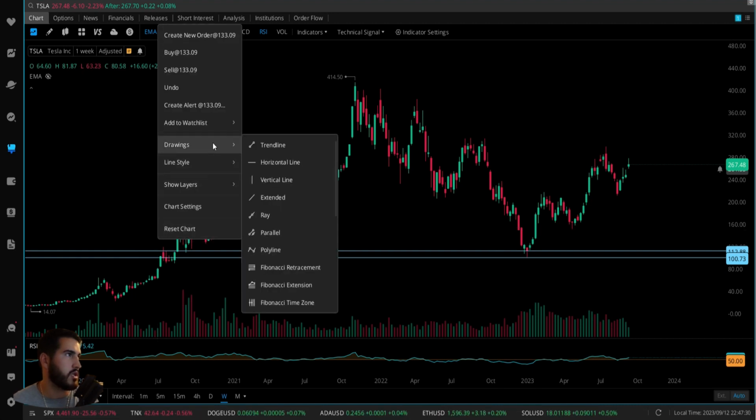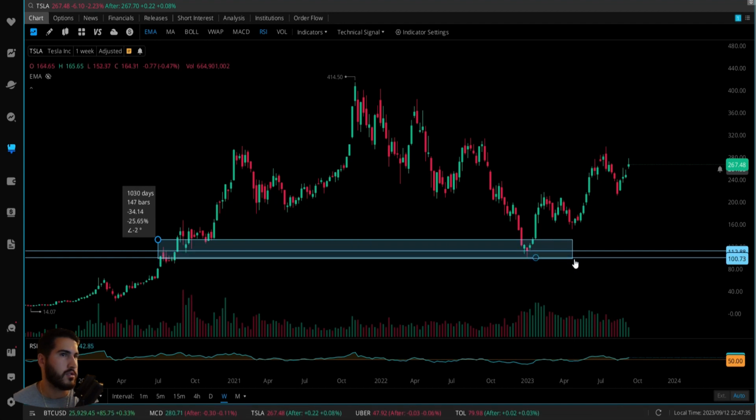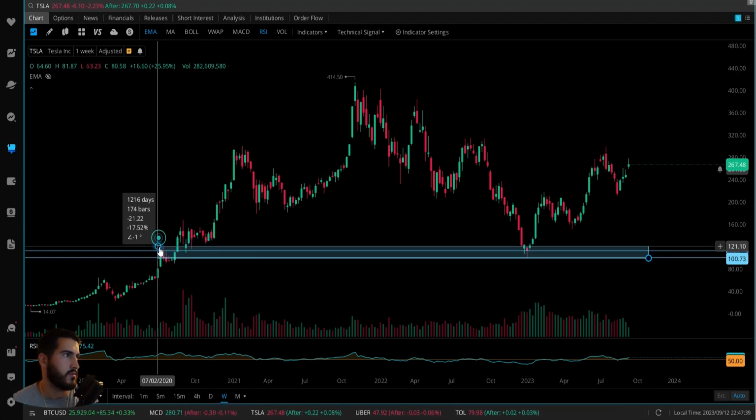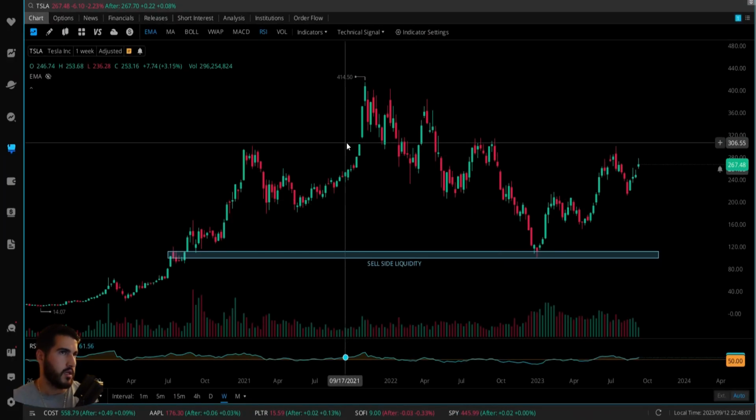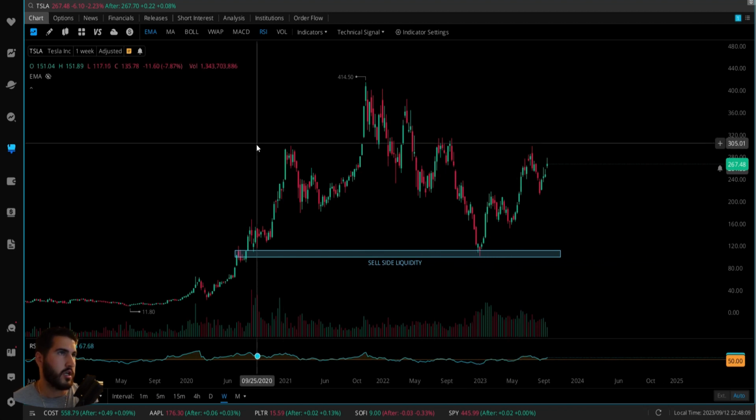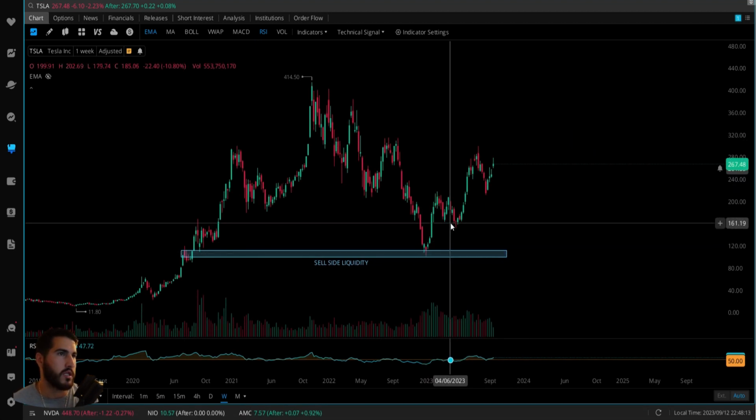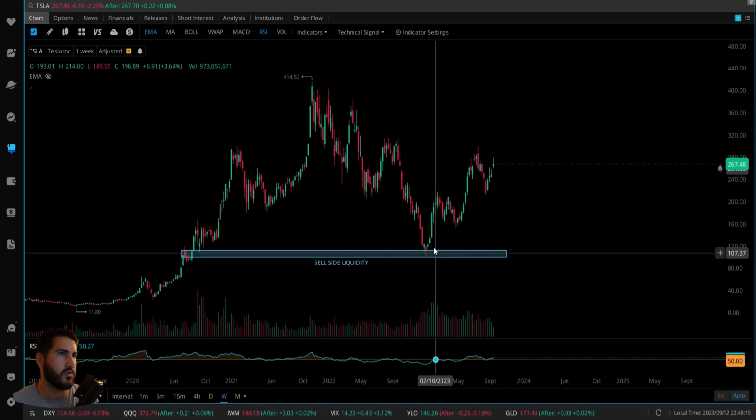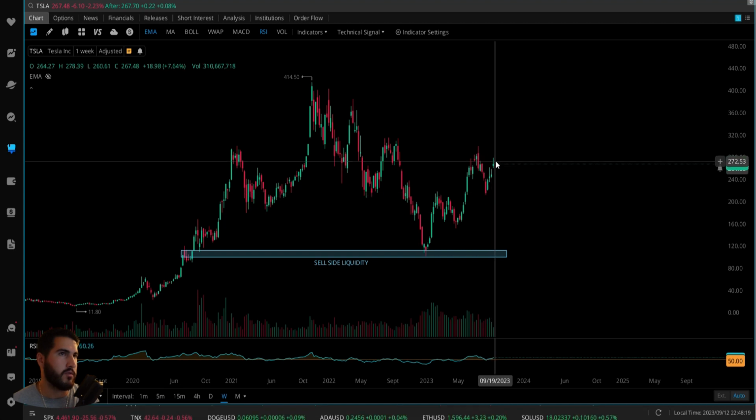So what we're going to do here is draw a box to note this range. So that's our sell side liquidity. Now, what we see in the chart here is a pattern as of late where we are setting higher lows and higher highs, and we have recently bounced from that.